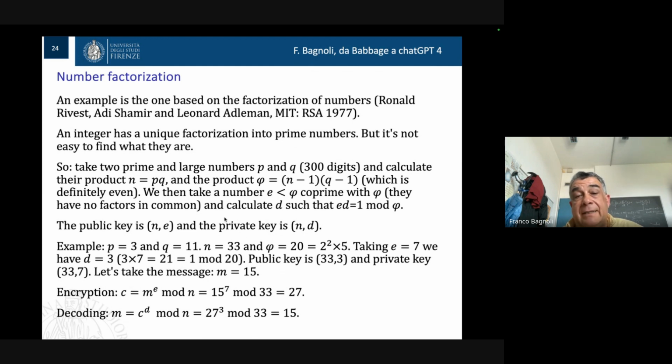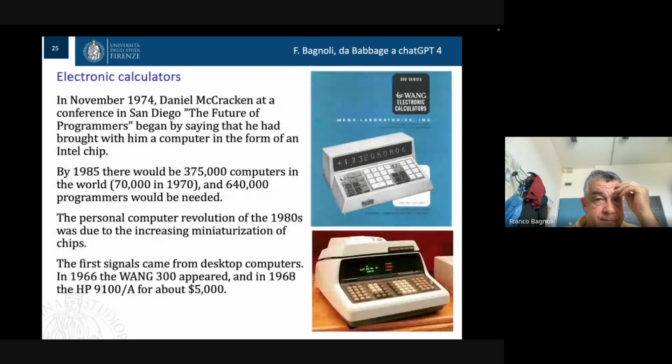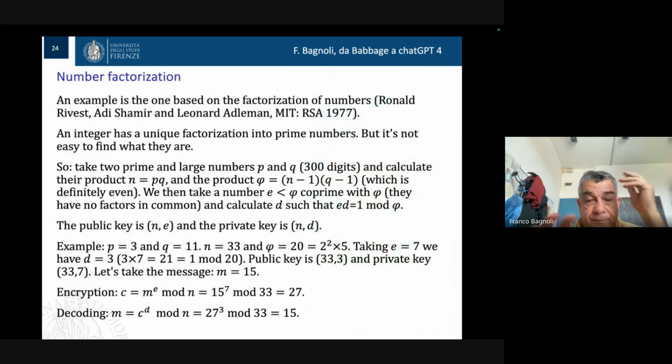And so the idea now is to be able to produce very, very large, say 256 or more digit, prime numbers. Okay, so this is essentially the background.